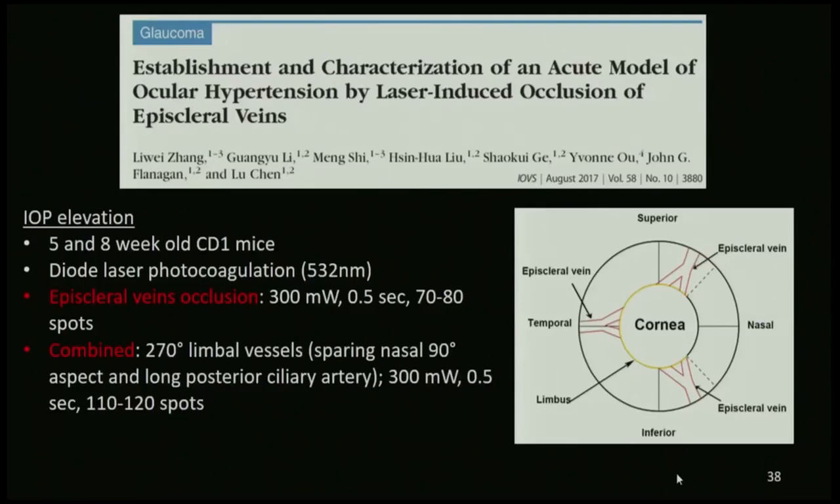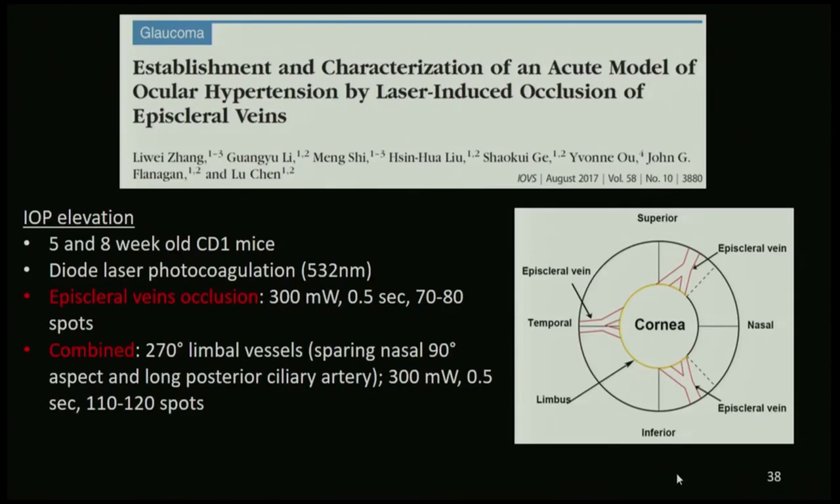This is a fairly recent paper that was published this summer. And again, it was a lasering of the episcleral veins, and this was in CD1 mice, both 5 and 8 week old, using a diode laser. And they either got just episcleral vein laser or episcleral vein laser in conjunction with sort of limbal laser, but not complete. They sort of left a piece of TM or limbus untreated. This is the schematic they included in the paper. There was no actual images of animals, and these vessels that are being pointed out are called episcleral veins.